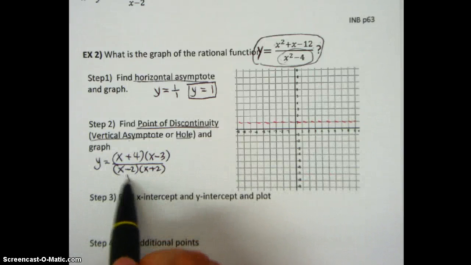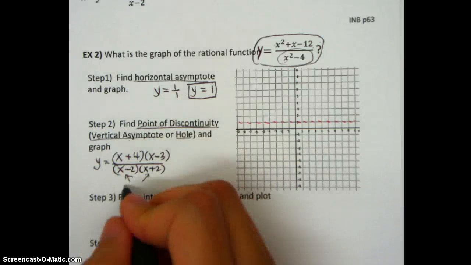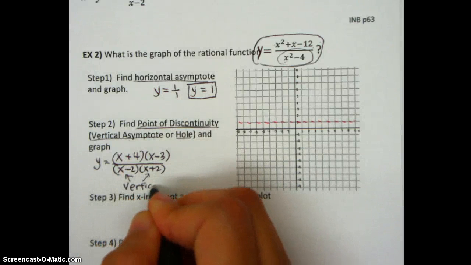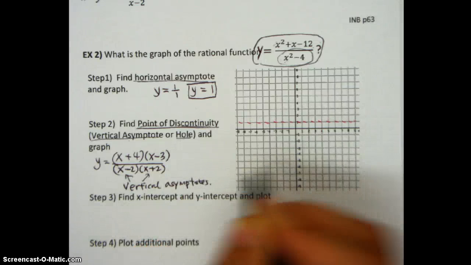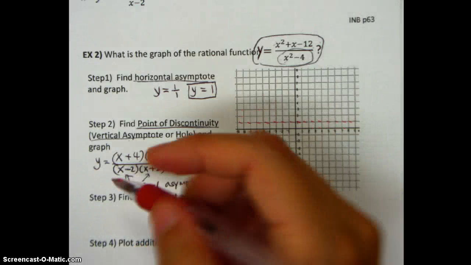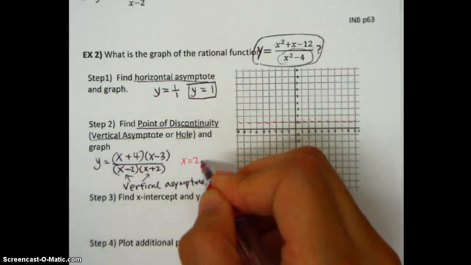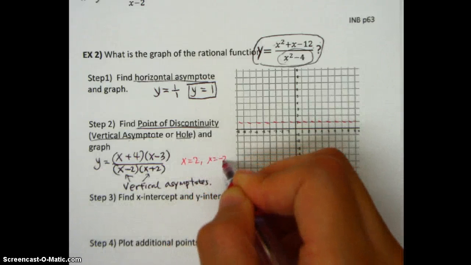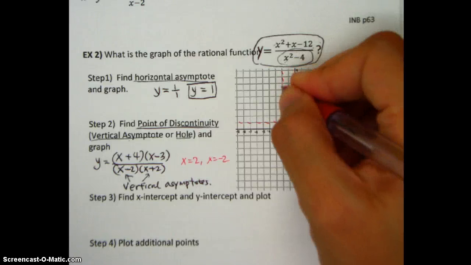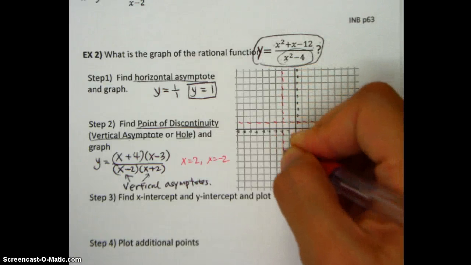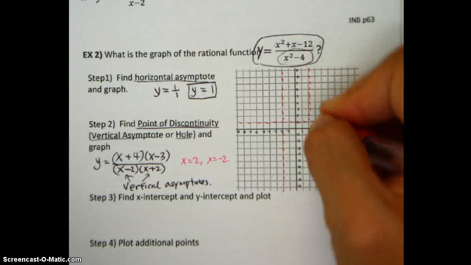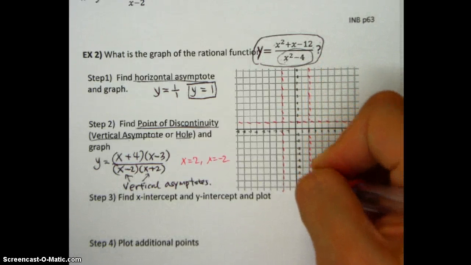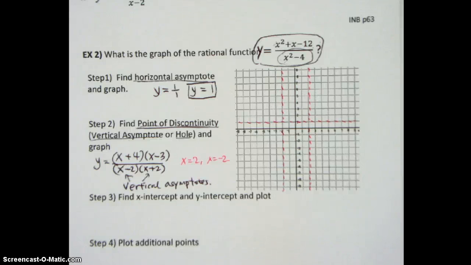That means these two factors both become vertical asymptotes. So we have two vertical asymptotes: x is equal to 2 and x is equal to negative 2. Let me graph these vertical asymptotes, two of them, this and that. Okay, so now we know the vertical asymptotes and the one horizontal asymptote.